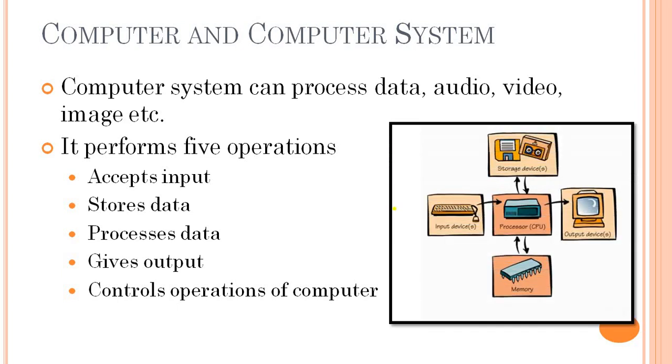So here also you can see this in a diagrammatic form. Here we have input devices which are going to accept the input, then it is going to give it to the processor, which is going to process it. With processing, it is going to store the data also. It can store it in the storage devices, in the memory, and finally after the processing is done, it will display the output in the output devices. So computer system has these 5 basic operations. These 5 operations you have to remember, they can be asked in your MCQs.